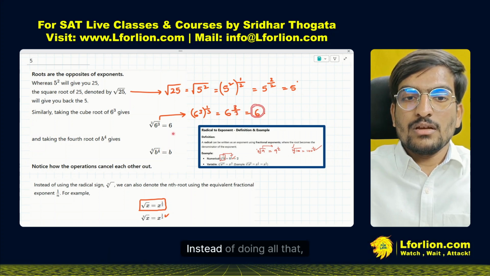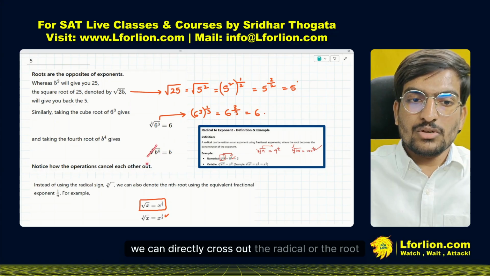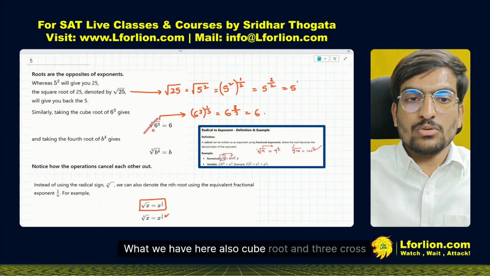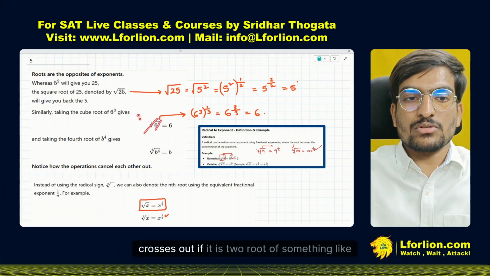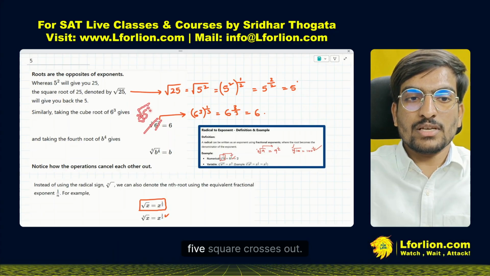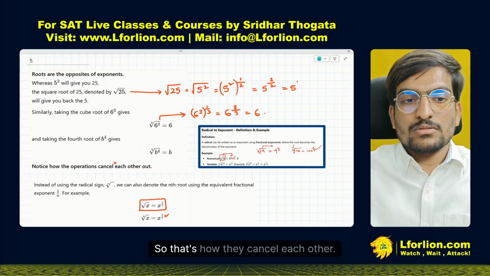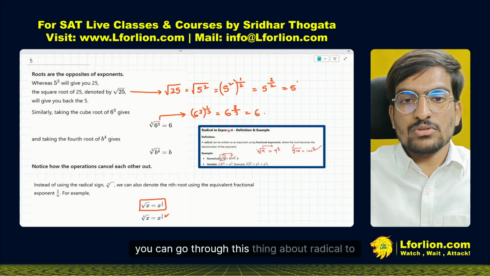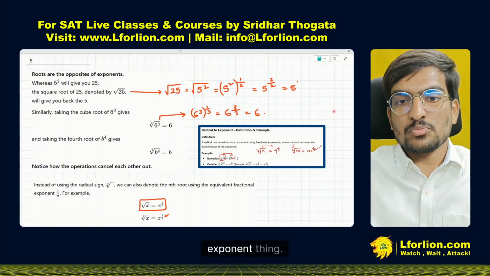Same way, instead of doing all that, we can directly cross out the radical or the root with the exponent that we have here. Also cube root and 3 cross out. If it is square root of something like 5 squared, it crosses out. So that's how they cancel each other. If you have any doubt, you can go through this topic about radical to exponent.